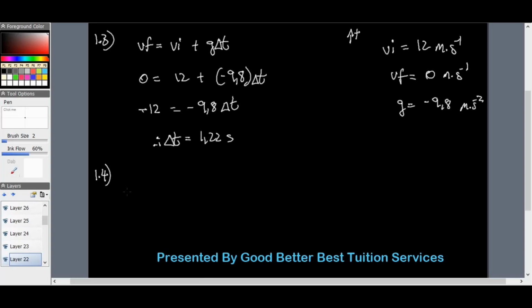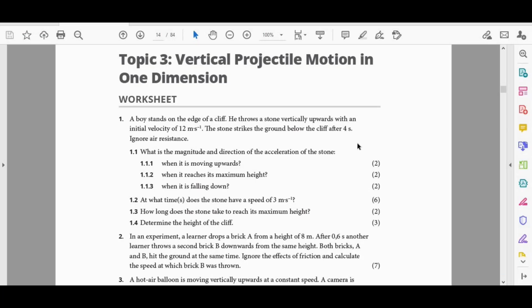So an equation of motion that's very good to choose is delta y is equal to Vi delta t plus half a delta t squared. Remember I said a or g, it doesn't really matter. I must reiterate this so we understand. Coming back to the question, it says here the initial velocity was 12 meters per second and the stone strikes the ground below the cliff after 4 seconds.